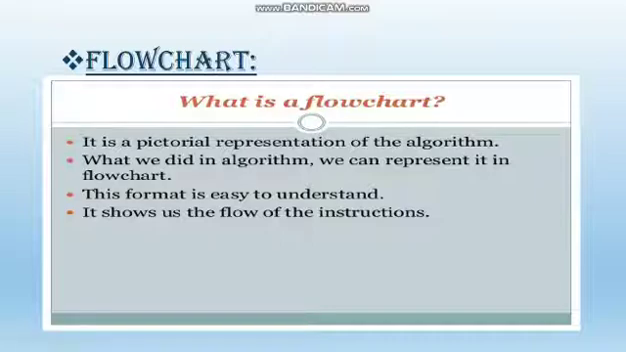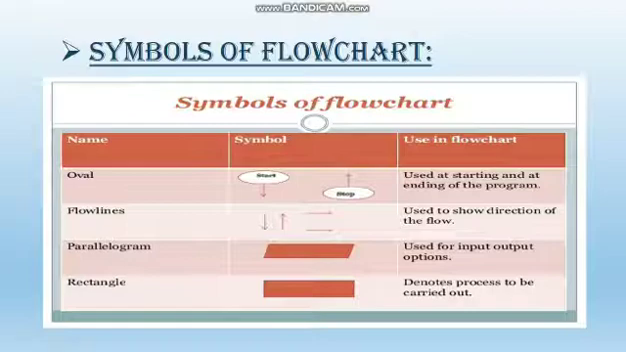Fine. It is a pictorial representation of the algorithm. What we did in the algorithm, we can represent in a flowchart. This format is easy to understand. The pictorial form of anything is very easy to understand. Even a person who doesn't know much about computers can understand the solution of a problem very easily by watching a flowchart. It shows us the flow of instructions. Hope you understand what a flowchart is. Actually, it is the pictorial or graphical form of an algorithm. Fine. Let's discuss the symbols of flowcharts.